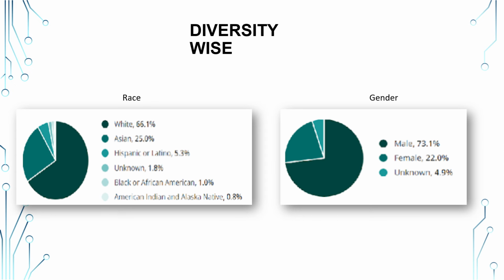If we take a look at diversity, if we take a look into race, most of the computer science students are white, and all the other minorities only compose about 34%. And gender wise, it's very similar. Male students are 73.1%, which is a strong domination in the field, and only 22% are female. So it's important to include more people from different backgrounds in our industry.